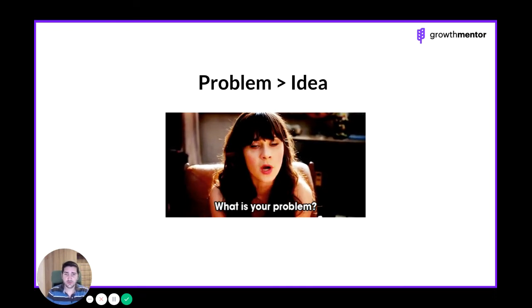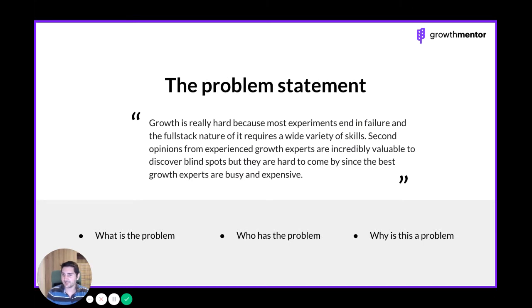So how do you communicate the problem in the best way, which is step number one if you're starting from scratch and you've got an idea? That's by creating a problem statement. A problem statement is pretty simple. You just write down on a piece of paper or a Google Doc, what is the actual problem that you're solving? Who has this problem? And why is this a problem?